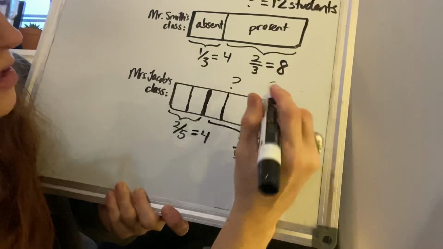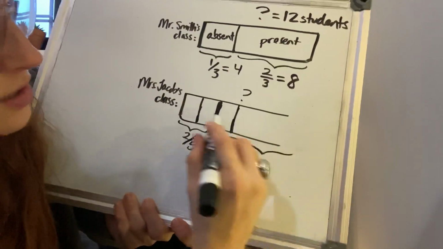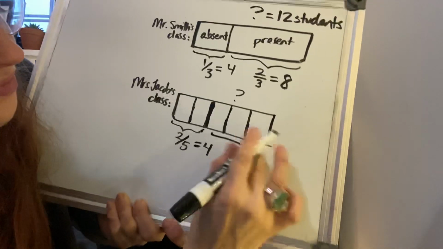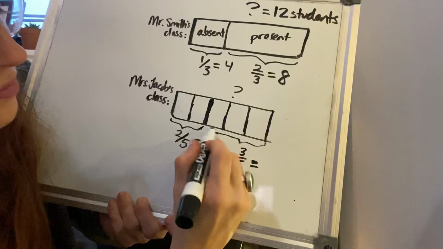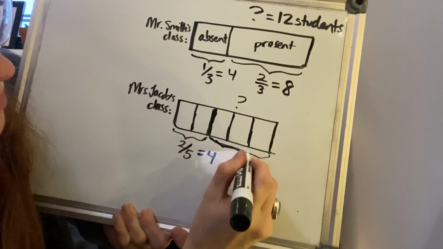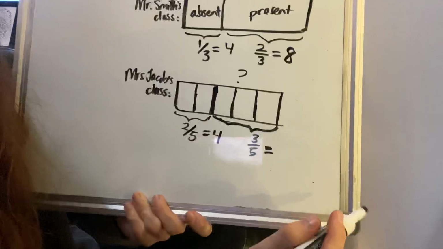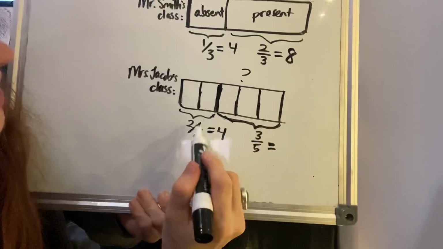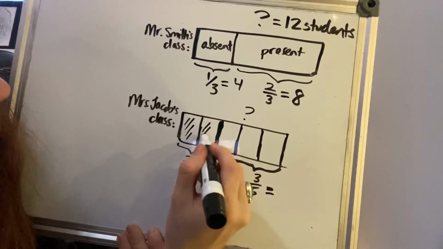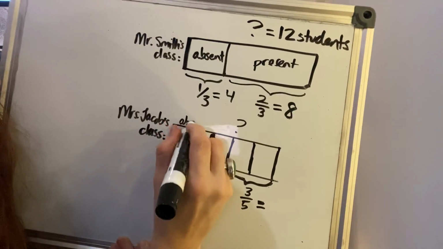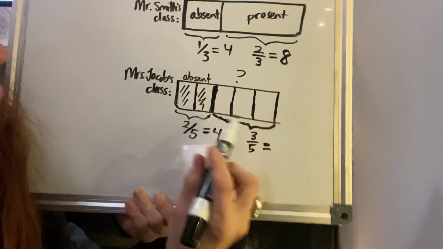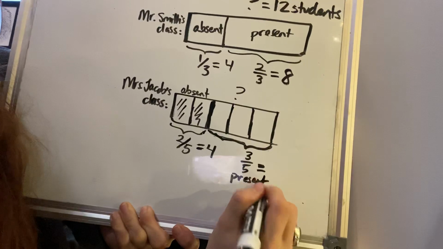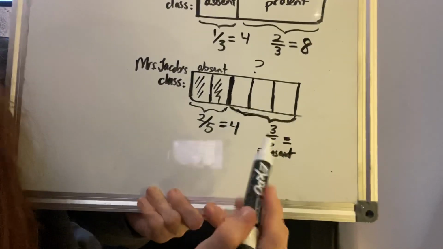So let's just adjust our fraction model to be in fifths for a second. Okay, awesome. That's why you use pencil, in case you need to erase. So, good. So we have 5 pieces now, so we have fifths. 2/5 are the absent folks, and that is equal to 4. Now we have a remaining 3/5 who are our present students, and we don't know how much that is, but we can figure it out.